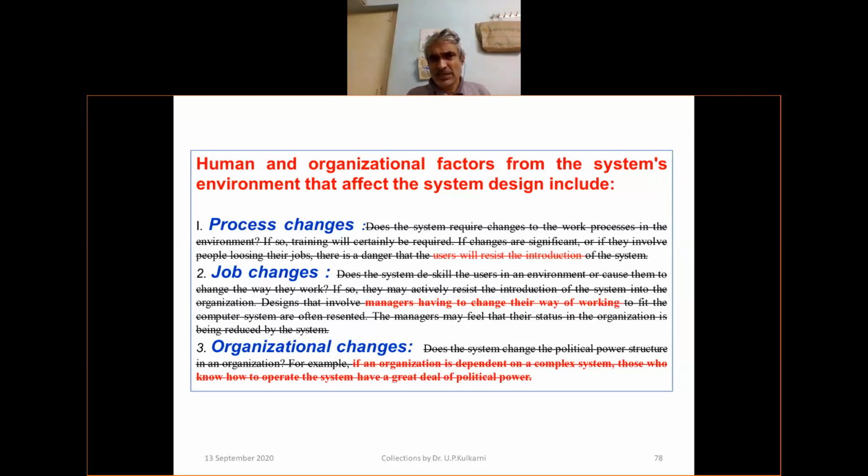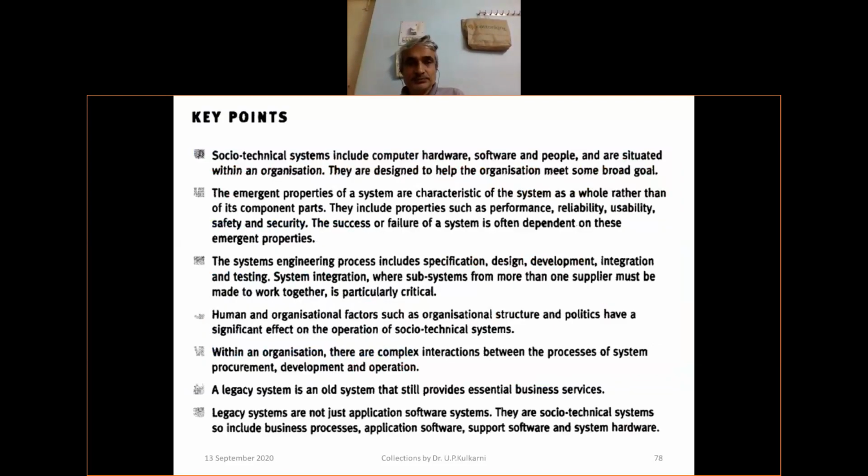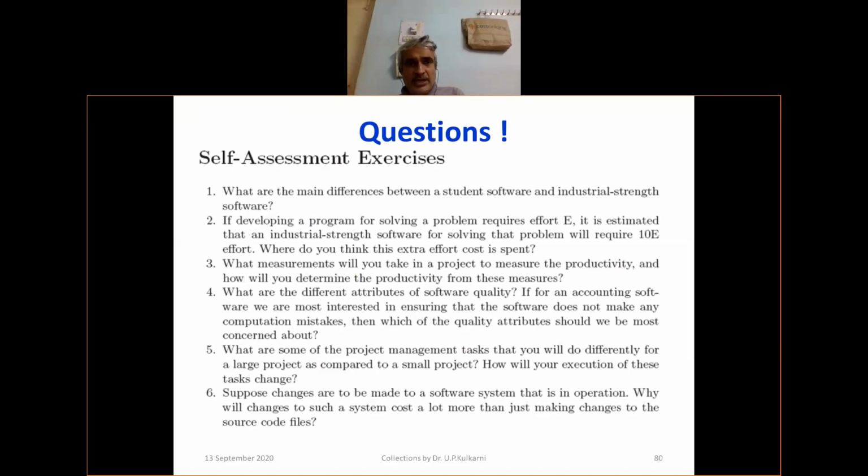So that's the human and organizational factor in system design also. As system design brings certain changes in terms of the environment, the culture, the way people look into that, you need to get connected with these things and then design around that. There are some key points given at the end of the chapter. Please go through. There are self-assessment exercises given at the end of the chapter.